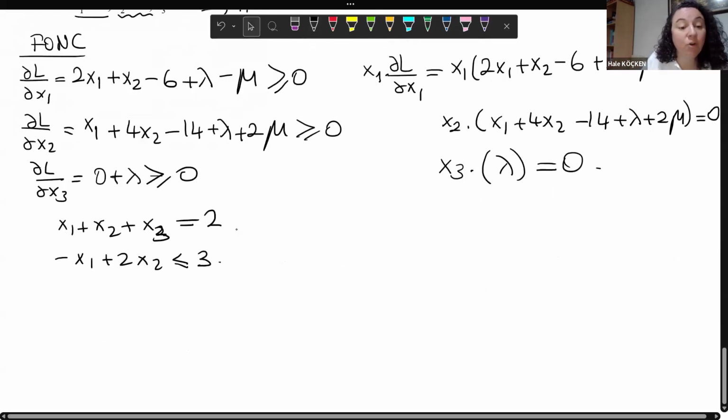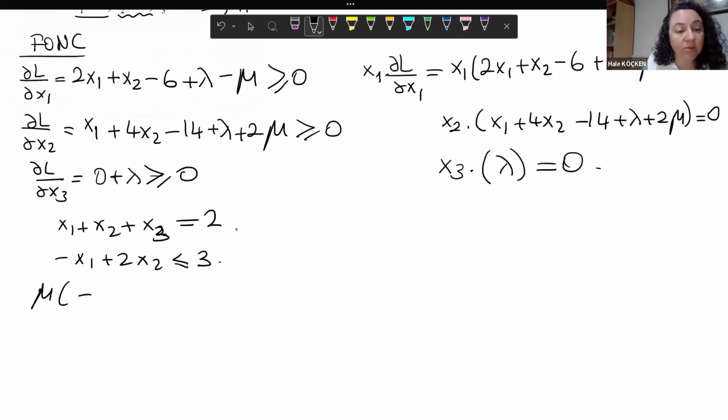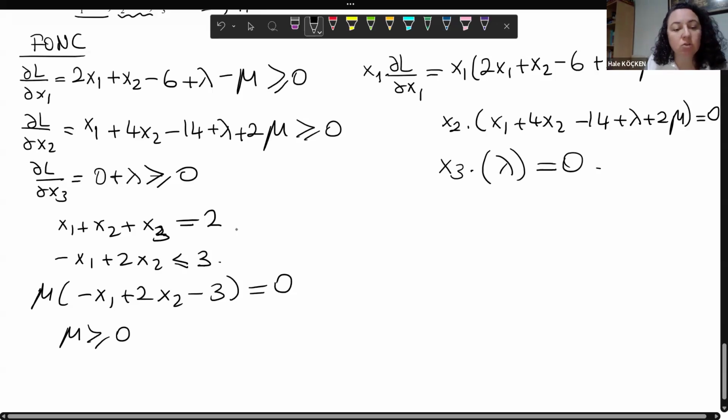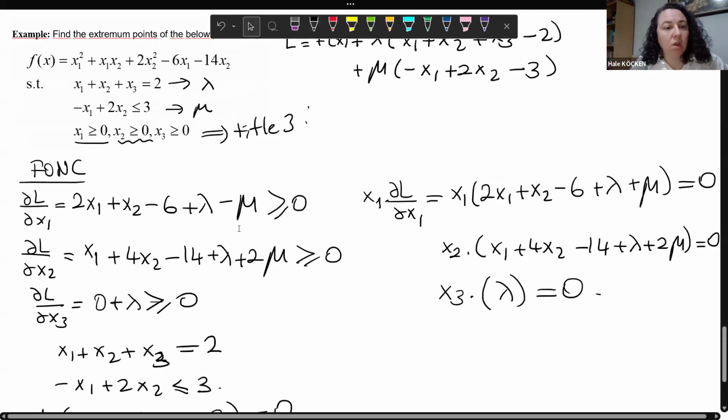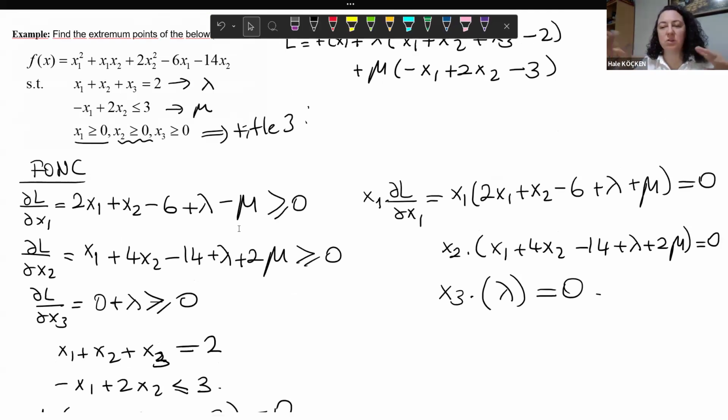Second inequality. For inequality also I have the complementary constraints. This one. And also my mu is greater than or equal to 0. And also my x1 greater than or equal to 0, x2 is greater than or equal to 0 and x3. Is there any other? Let me check. For non-negativity, I write first derivative greater than or equal to 0. The variable times the first derivative is 0. For 3 of them, I did the same.